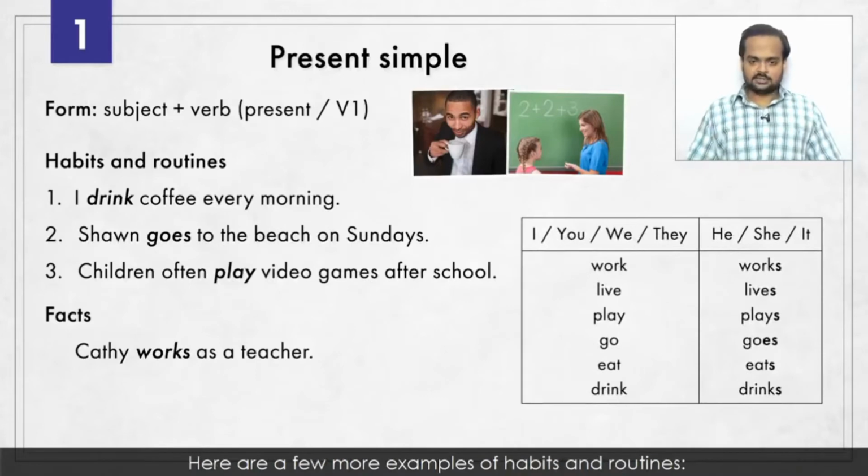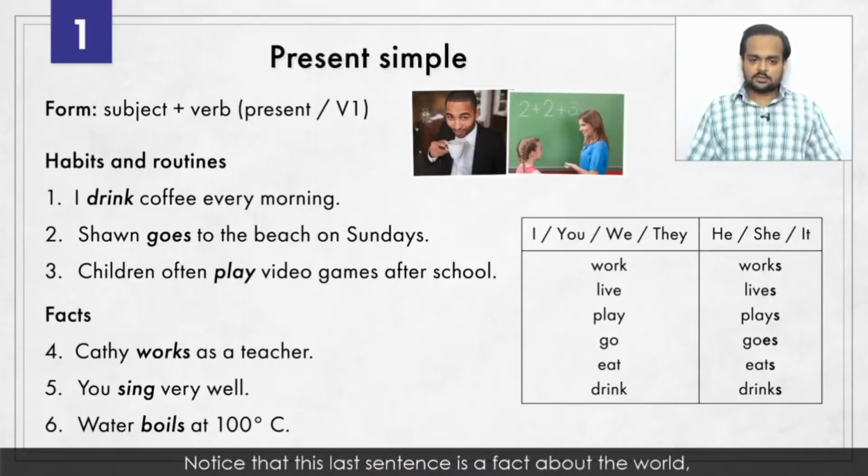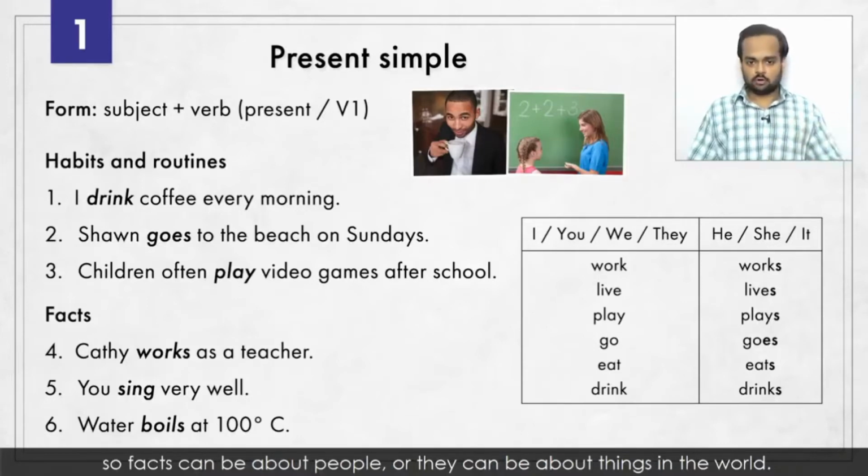Here are a few more examples of habits and routines. Sean goes to the beach on Sundays. Children often play video games after school. And here are some more facts. You sing very well. It's said as a fact about someone's ability. Water boils at 100 degrees Celsius. Notice that this last sentence is a fact about the world. So facts can be about people or they can be about things in the world.